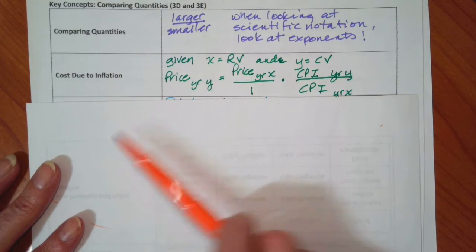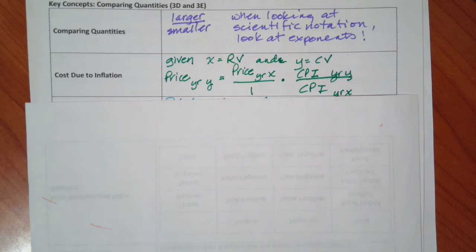We want to compare, if something cost $8 in 1984, what is it going to cost today? You can go backwards, but you make sure you read the problem correctly.